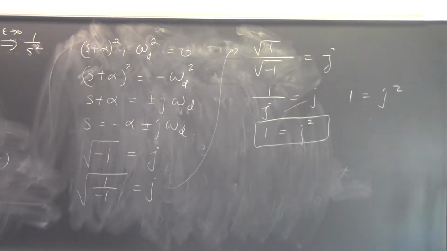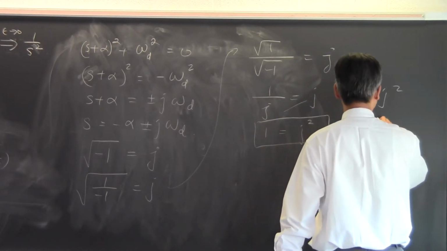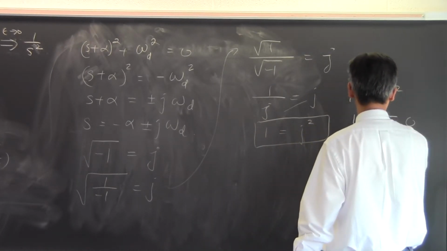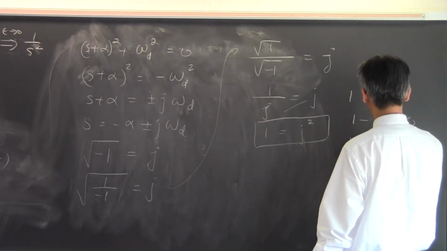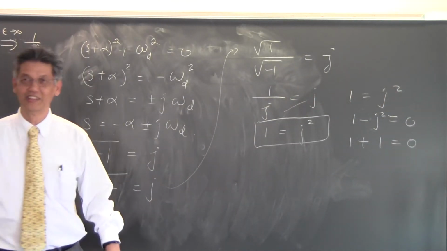Okay, you go home and search for the problem with the logic. I will tell you where it went wrong. You can ponder about it. You can meditate about it. Tell me where it went wrong. So you have j squared is minus 1. So you have 1 minus j squared is equal to 0. You have j squared is 1. 1 plus 1 equal to 0. So 2 equal to 0.